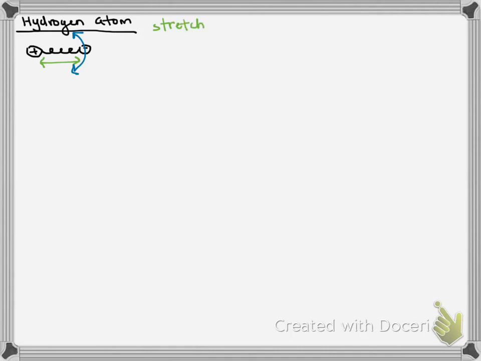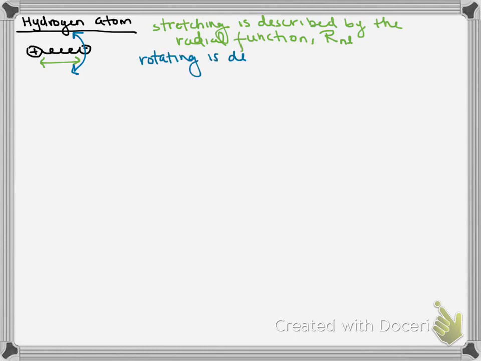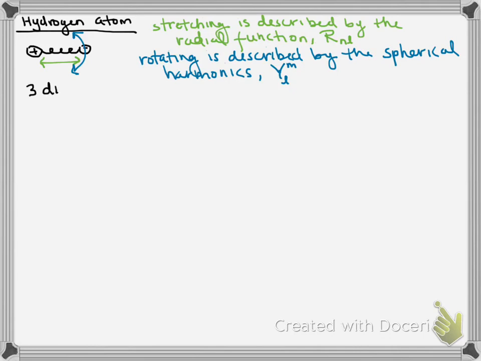And so stretching is described by the radial wave functions, which are denoted with a capital R, and they depend on two quantum numbers, n and l. While rotation is described by our spherical harmonics, which were our wave function solutions to the rigid rotator. Remember these Y functions, and they depend on quantum numbers l and m. So what ties them together is quantum number l.